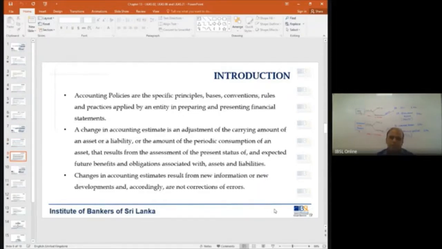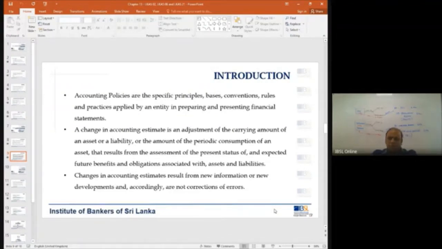Accounting policies are the specific principles, bases, conventions, rules, and practices. This we already learned, where we said concepts, assumptions, principles. That is what we are talking about. A change in accounting estimate is an adjustment of the carrying amount of an asset or liability, or the amount of a periodic consumption of an asset. Now, this is where it relates to depreciation. Depreciation is one example.